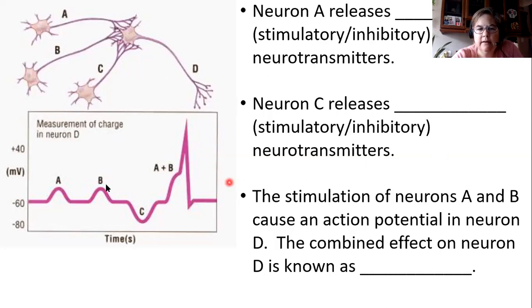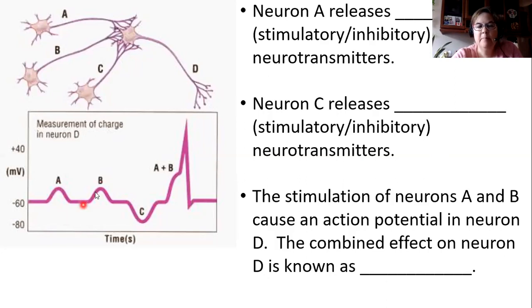So if I take a look here, we can see that neuron D, when it's just stimulated by A, doesn't have an action potential, right? A little bit happens, a little bit of sodium ion channels open, and I see that they open because this goes in a more positive direction, but I don't have this peak, right? I don't see a wave. It doesn't meet a threshold level.